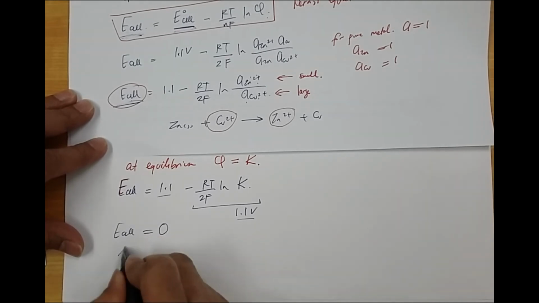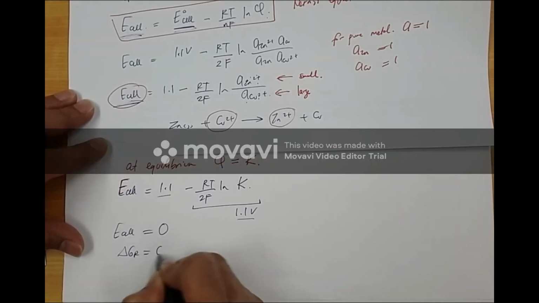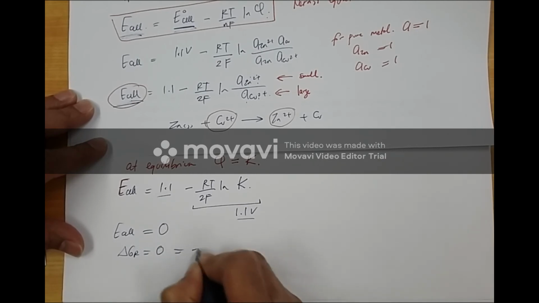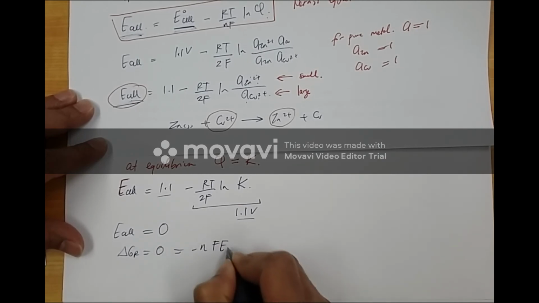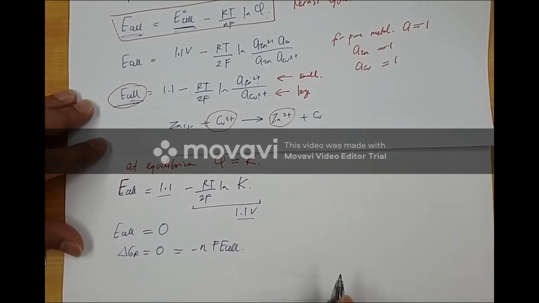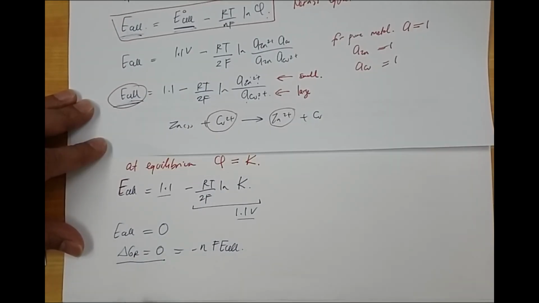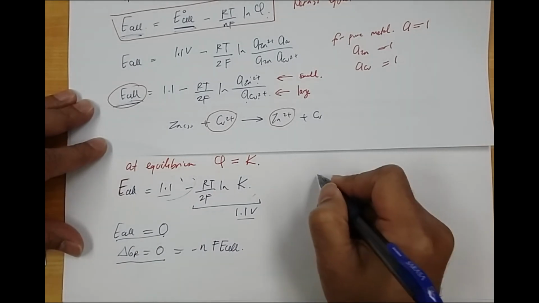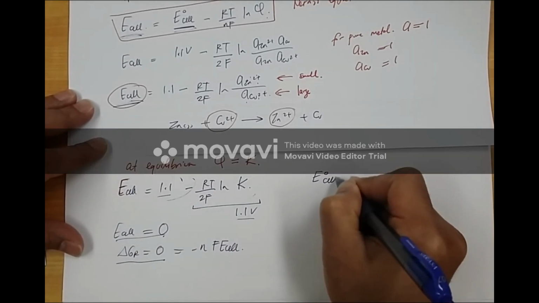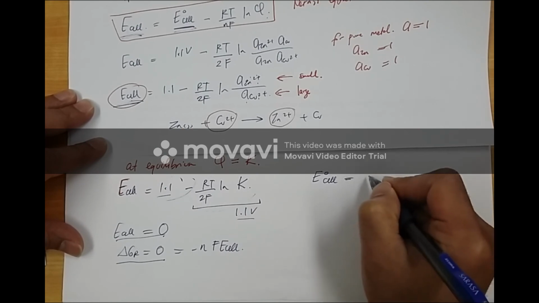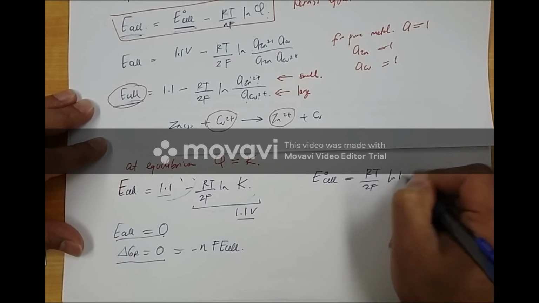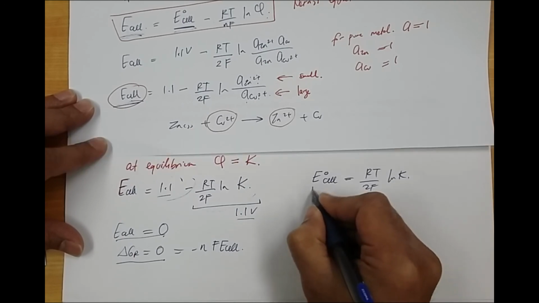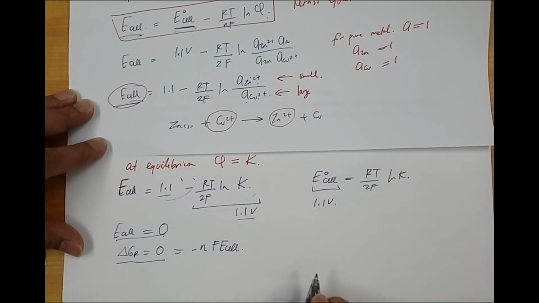When the E cell is 0, then the delta G R of this reaction is also 0, because delta G R is minus nFE of the cell. So at equilibrium delta G R is 0 and the E cell will also be 0. That's because this value is equal to this value, because E naught of the cell is equal to RT over nF ln K. In this case, for the Daniell cell, this is 1.1 volt.